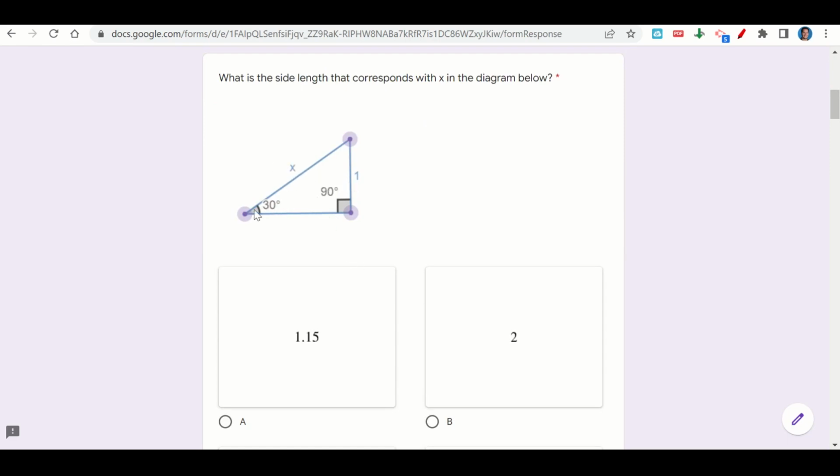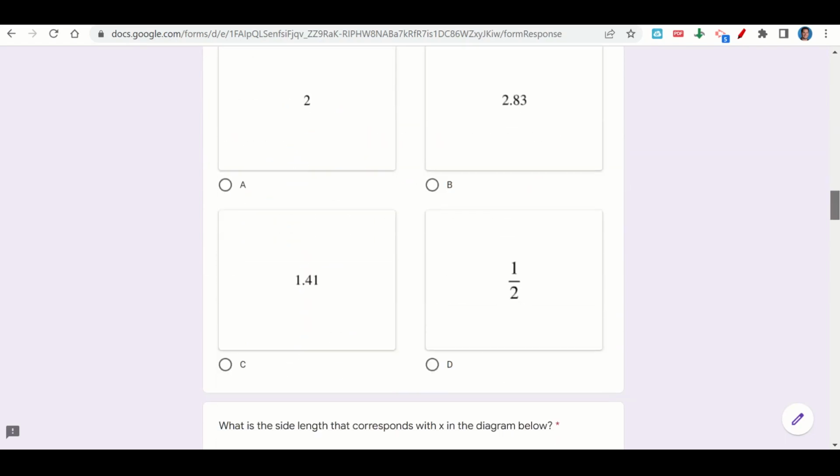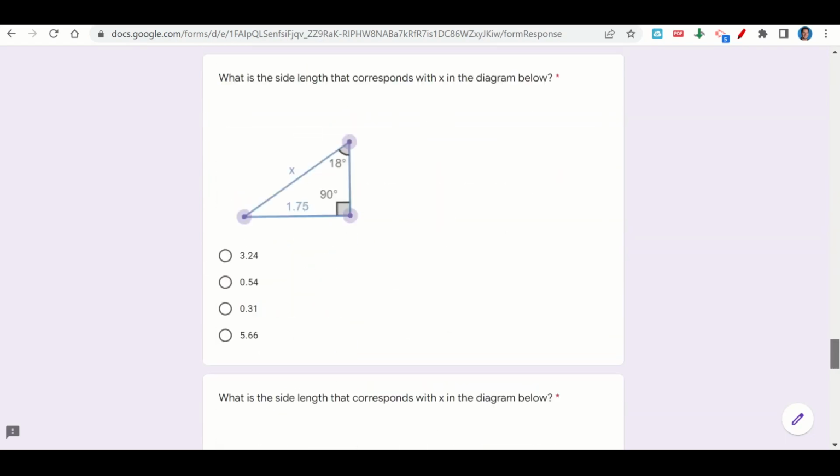So what we know is, we know this angle, we know this side length, we don't know this one. So what we should notice is we have the opposite and the hypotenuse that we're using. So this would be sine of 30 degrees is equal to 1 over x. And when we solve that, we should recognize that the answer should be 2. So we'll go ahead and mark that as our answer. And we'll continue to find the side lengths, just like this, for all the questions.